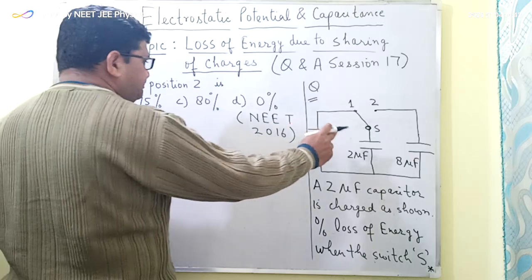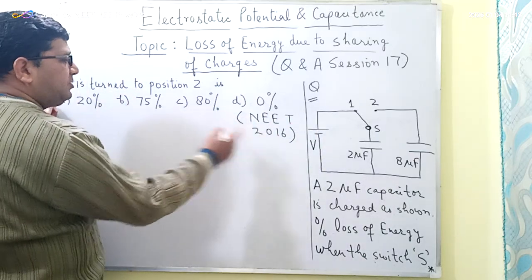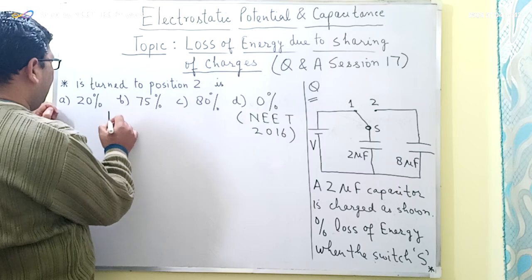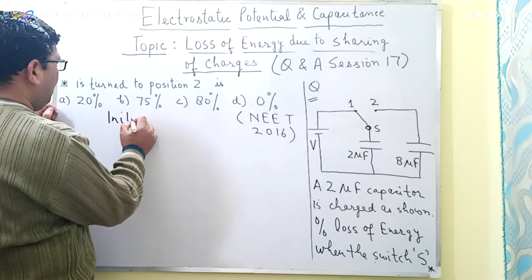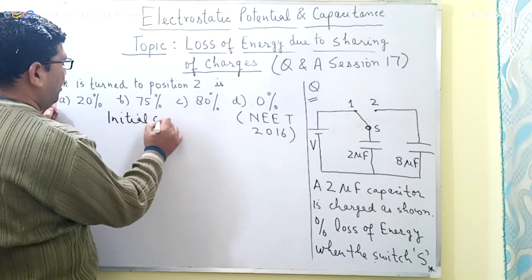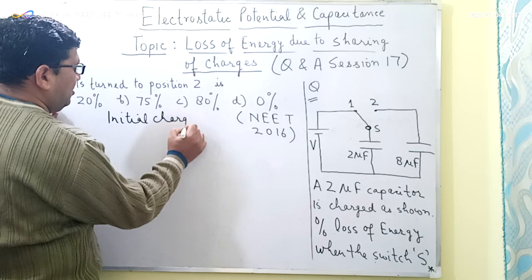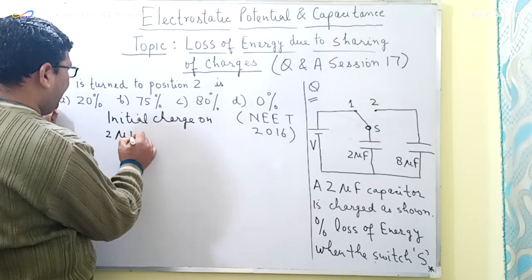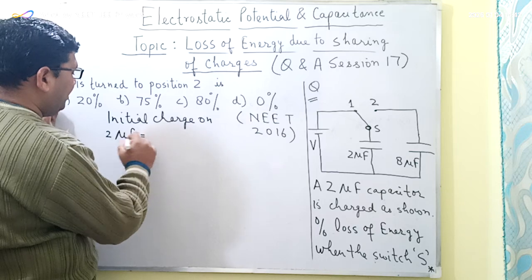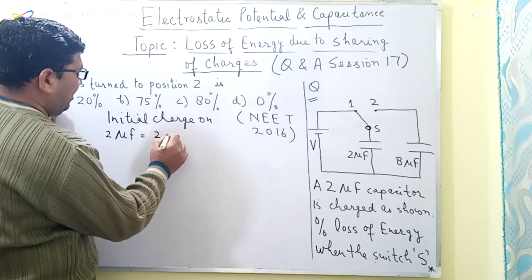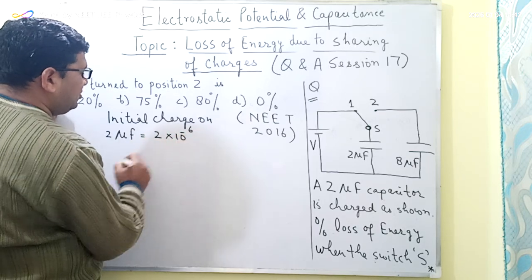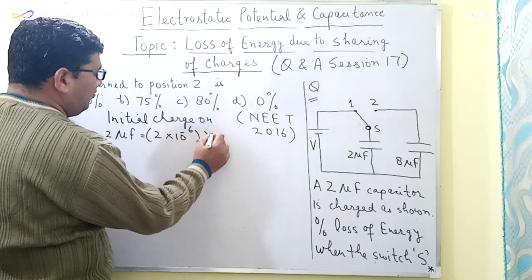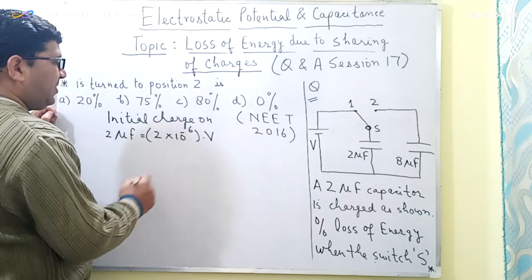So the initial charge on the 2 microfarad capacitor will be equal to Q equals C into V. Here the capacitance is equal to 2 into 10 to the power minus 6 farad, into V.